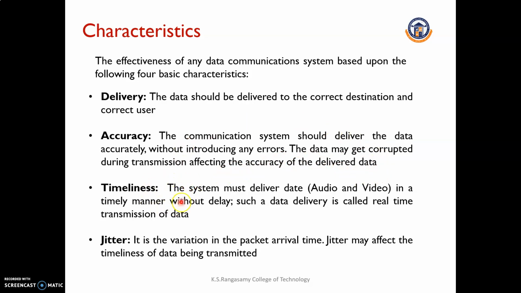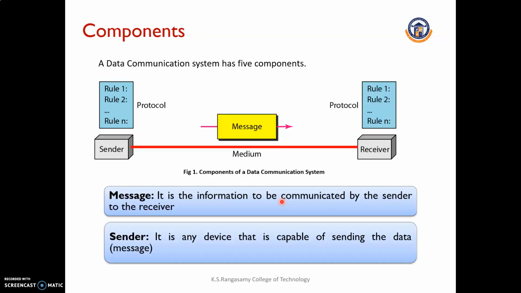The third characteristic is timeliness. The system must deliver data, either audio or video, in a timely manner without delay. Such data delivery is called real-time transmission of data. The fourth one is jitter. It is the variation in the packet arrival time. Jitter may affect the timeliness of the data being transmitted. These 4 characteristics make up the data communication system.